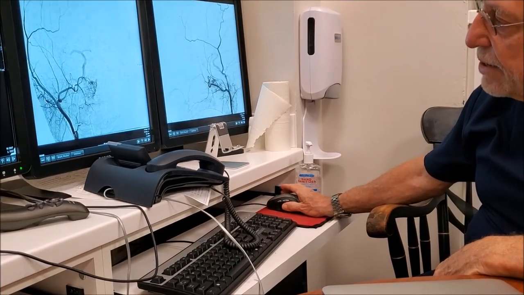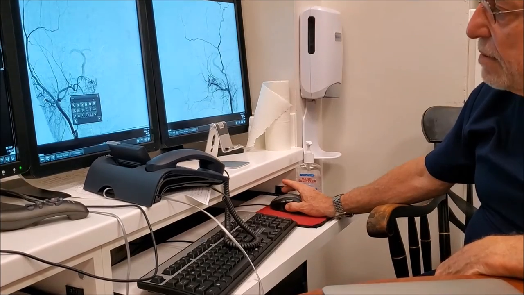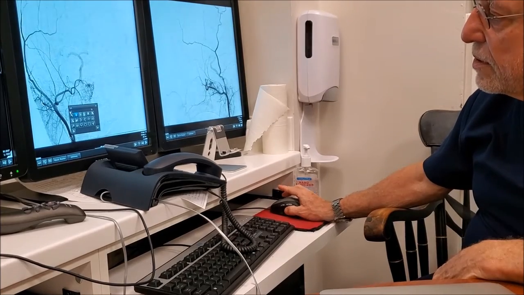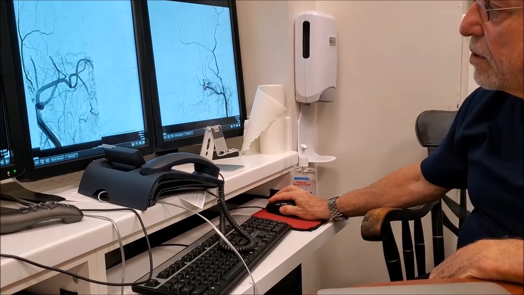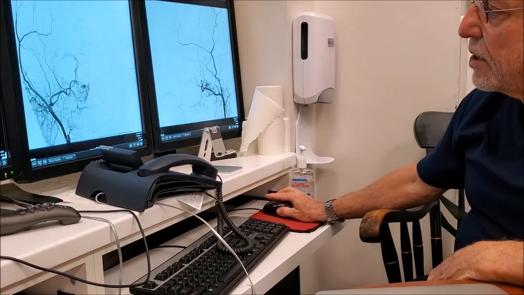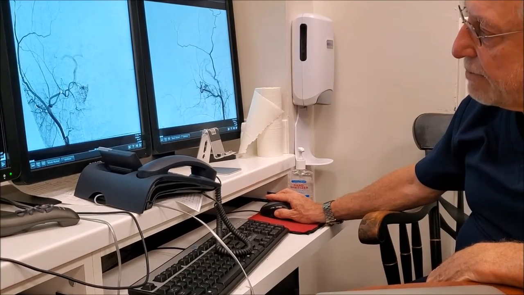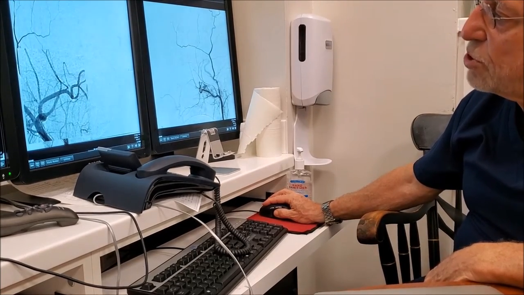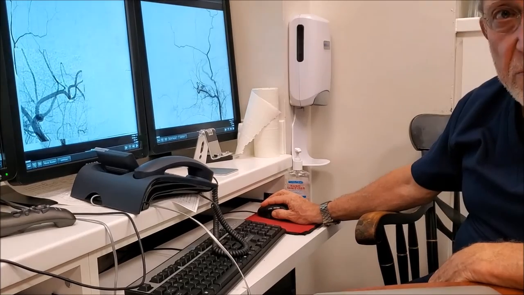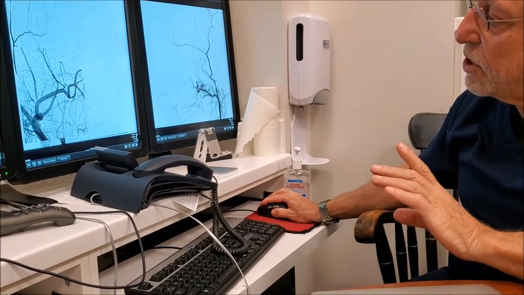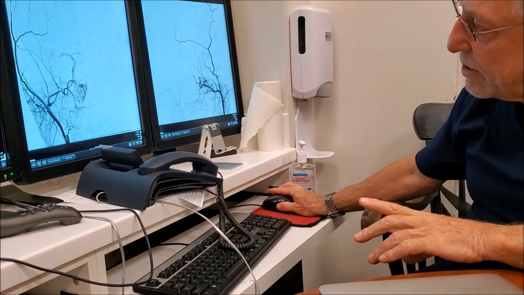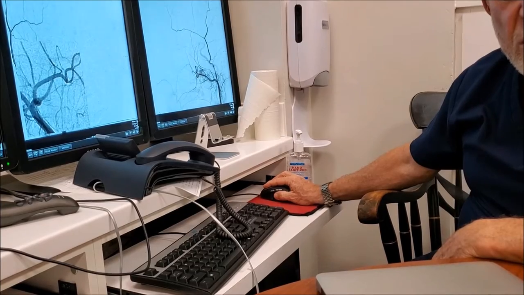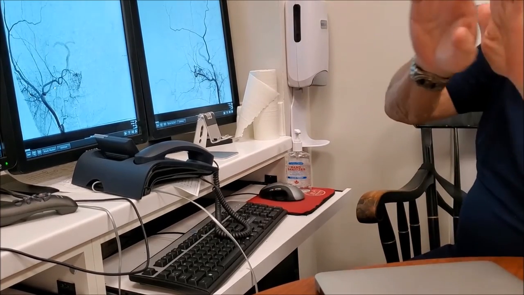You see this area here? Beautiful. If you look, you see this blood vessel here, and you see this blood vessel here, correct? Yes. Can you see the wall of both of them? Yes. I can see the wall of this artery and this artery. What does it mean? It means they're overlapping and they're different. It means they're in different planes.